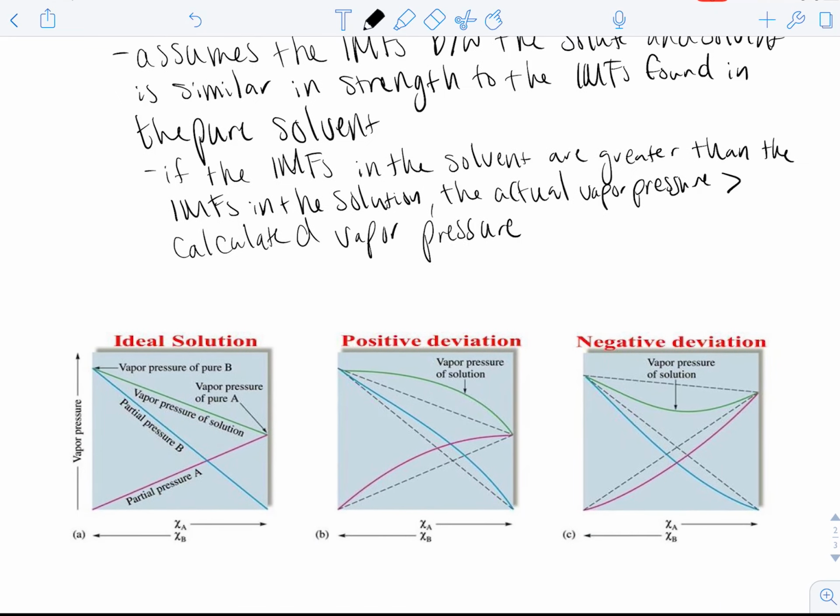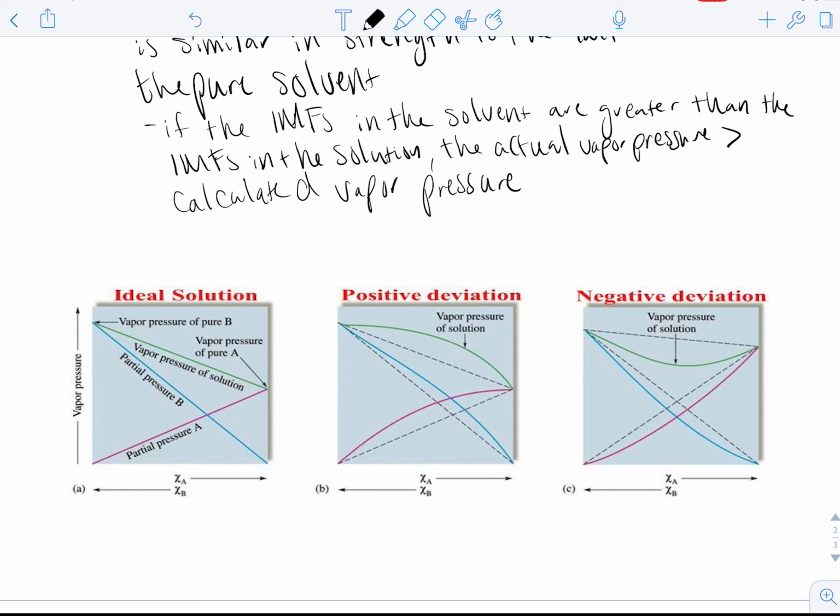Okay, so that would be considered an area where we have a positive deviation. So we have a greater vapor pressure. Now what you're seeing down here includes two volatile liquids together, but same idea. If we have a positive deviation, the vapor pressure will be greater than what Raoult's law is going to predict for us.